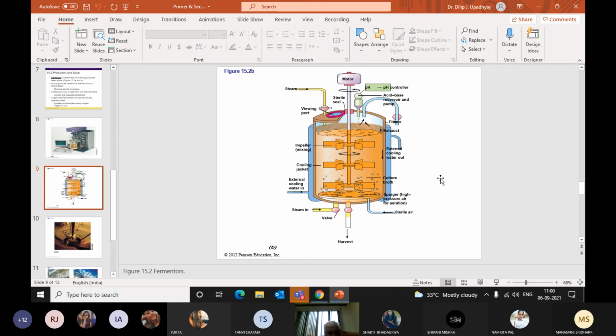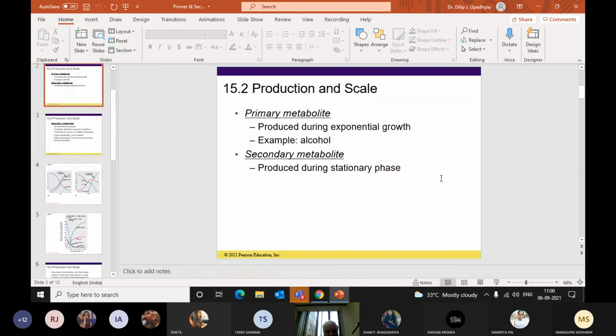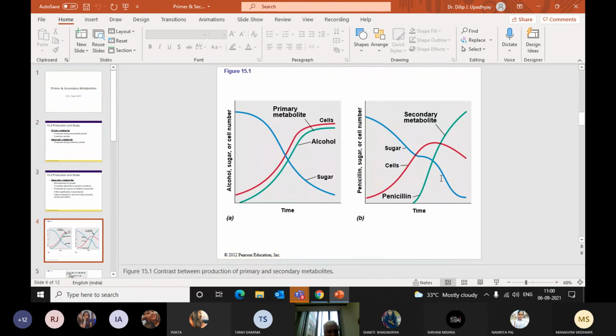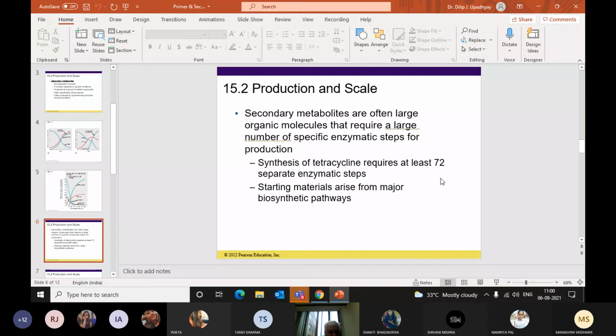Yeah, so I'll send across these slides. But today's class, I'm more than happy. Most of you have understood primary and secondary metabolites, and these two graphs. One more example of a secondary metabolite is tetracycline. Any antibiotic you write, penicillin, vancomycin, griseofulvin, tetracycline, these are all secondary.